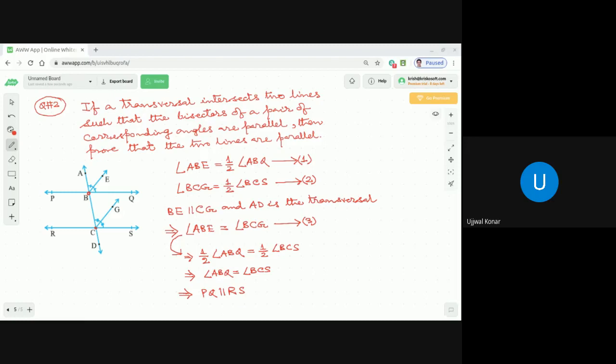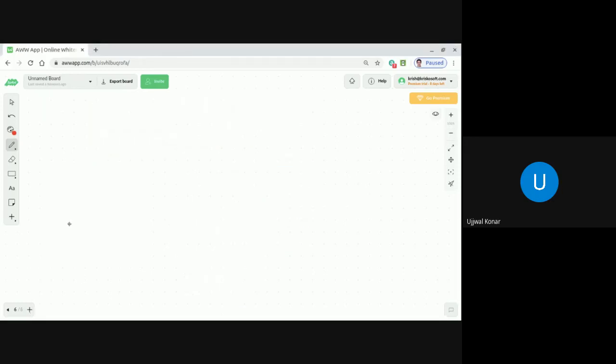Okay. The next question is the last question for today, and I'm going to place the question here. Let me first give you the diagram.